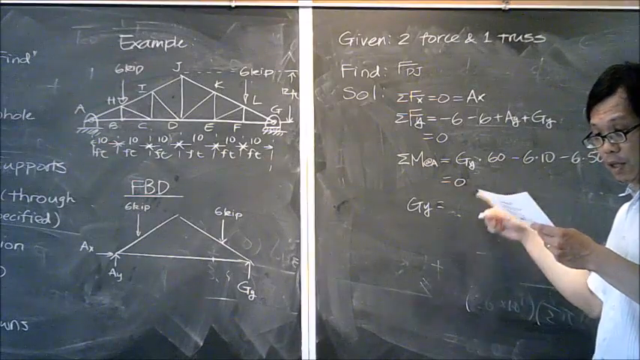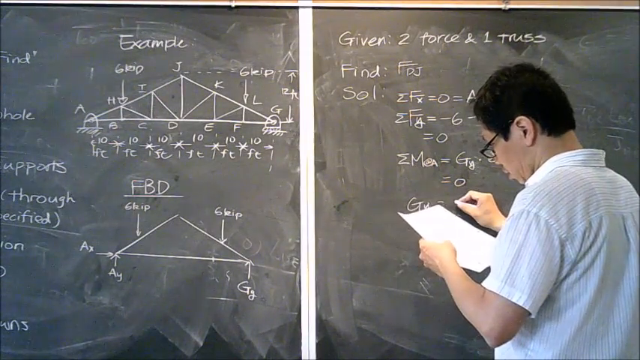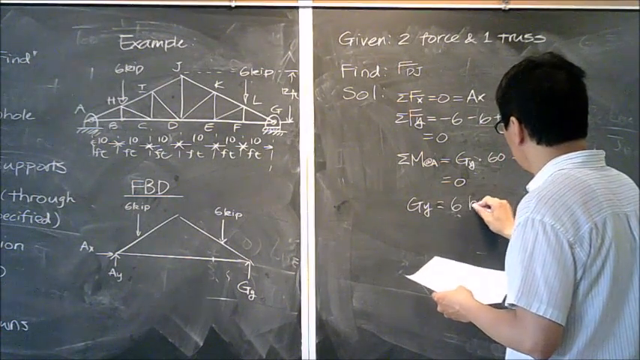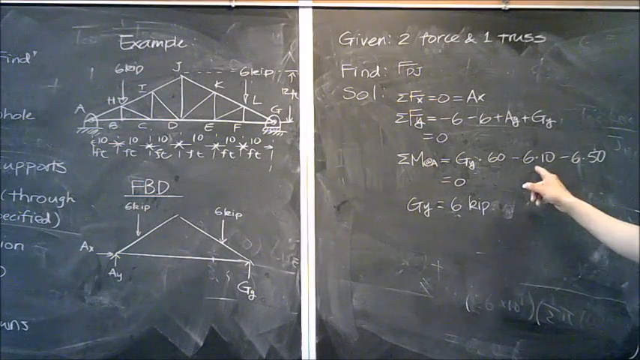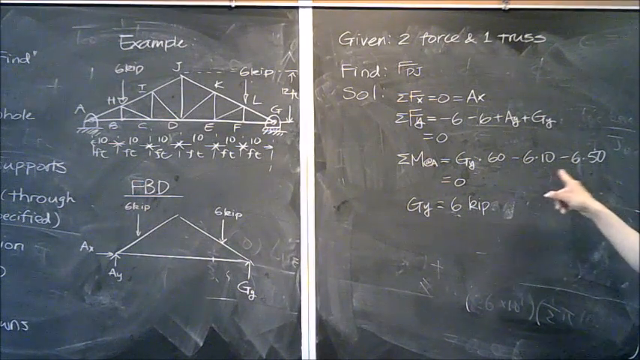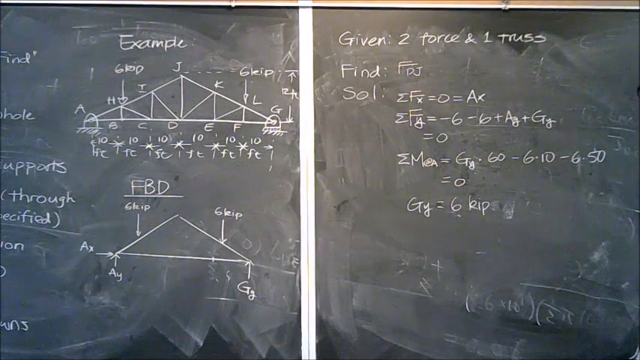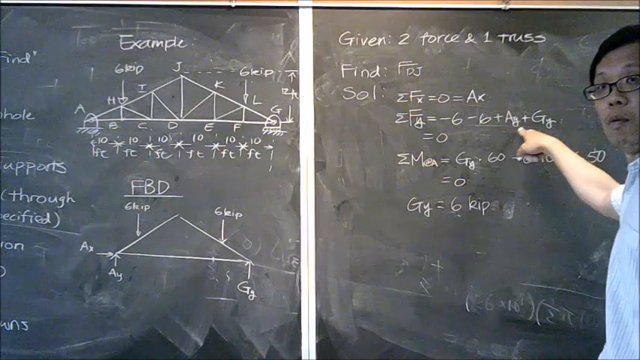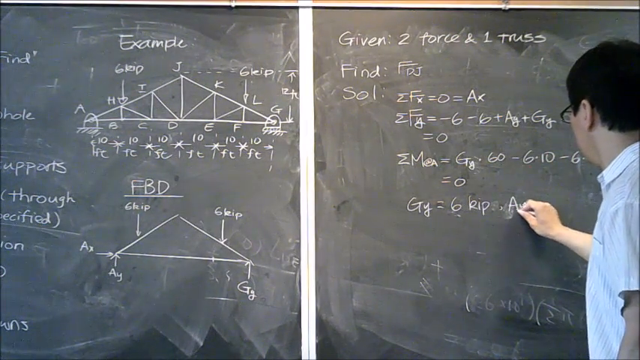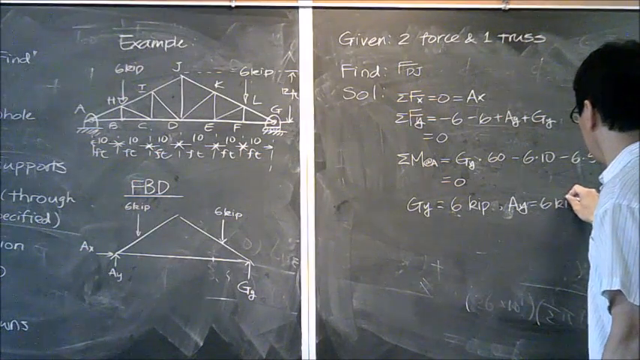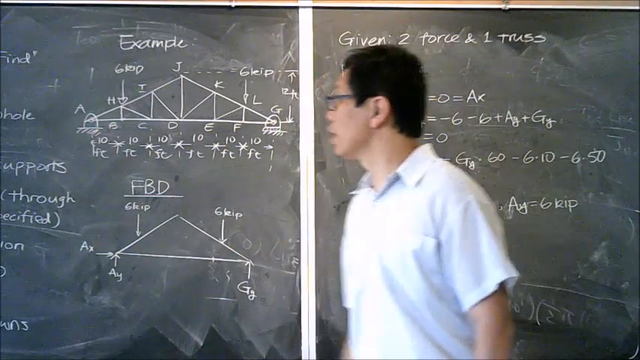With this equation, we can solve that GY equals 6 kips. Okay, because this is 60, this is 300, so this is 360 divided by 60, which is going to be 6. Okay, so we know this is 6. Clearly, AY is going to be 6 if you want to make this equation equal to 0. Okay, so we pretty much finished the second step over here.